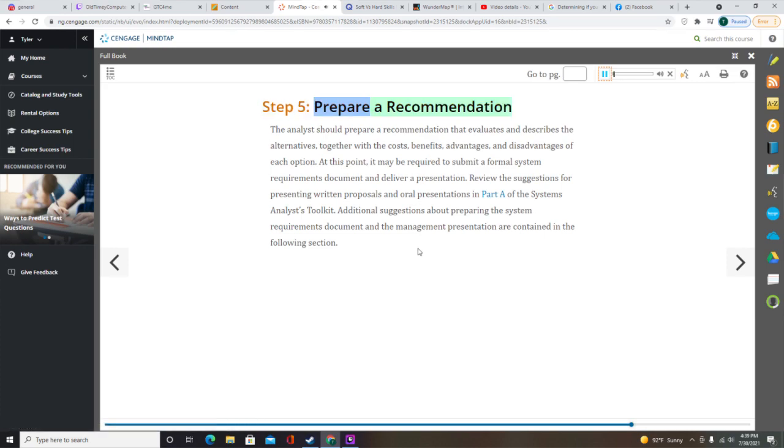Step 5. Prepare a recommendation. The analyst should prepare a recommendation that evaluates and describes the alternatives, together with the costs, benefits, advantages, and disadvantages of each option. At this point, it may be required to submit a formal system requirements document and deliver a presentation. Review the suggestions for presenting written proposals and oral presentations in Part A of the Systems Analyst's Toolkit. Additional suggestions about preparing the system requirements document and the management presentation are contained in the following section.